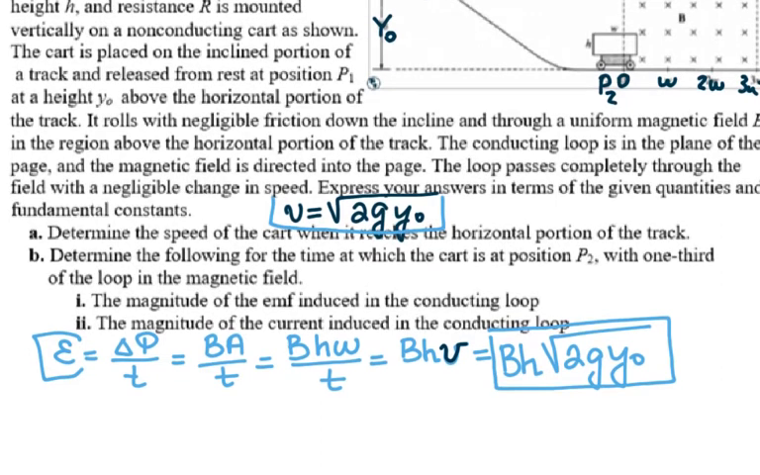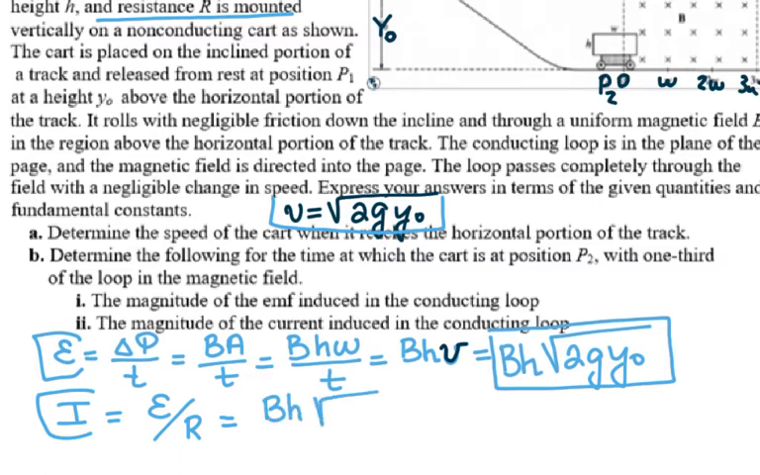And if I want to find the current, it is going to be equal to the EMF divided by the resistance, and the resistance is given at the beginning. So I have the EMF, which is BH times the square root of 2g y sub 0, divided by the resistance R. So that is going to be my current in the loop.